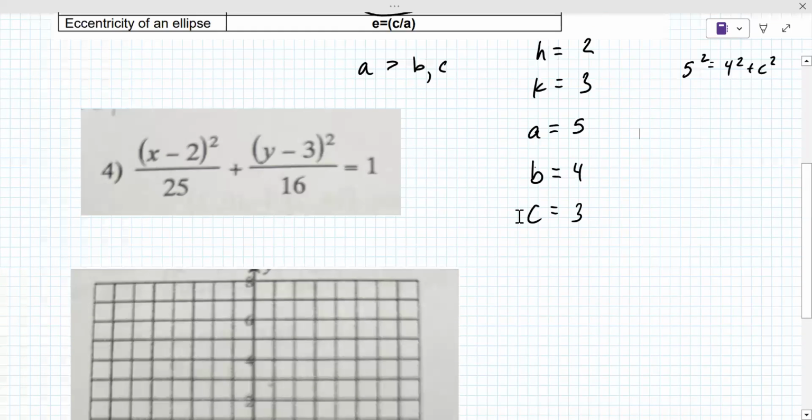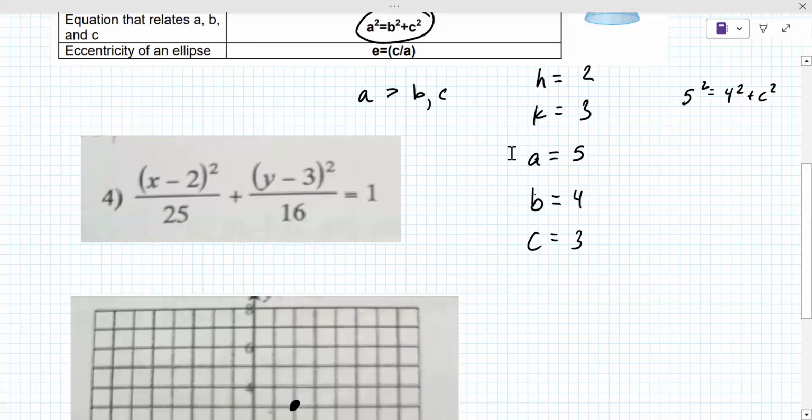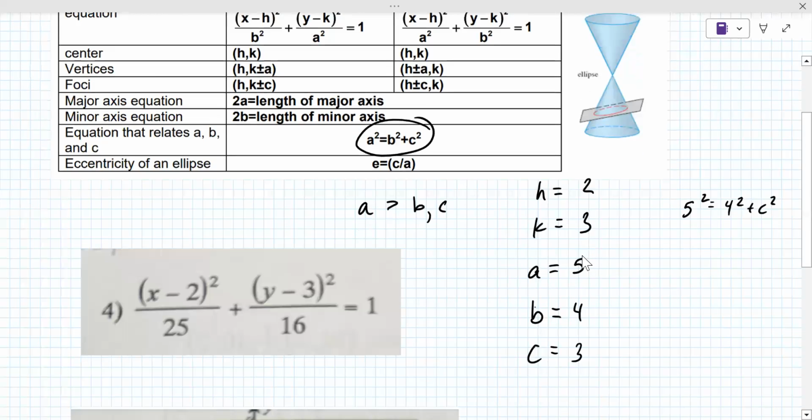So we're going to H, K, 2, 3. So right there, boom, there's your center. Center is not super useful here. Now your vertices, you take your H and you add your A. So 2 plus 5, 2 minus 5. So I'm using this formula here. That's going to move you right. So it's 7 comma 3, and then 2 minus 5 is minus 3 comma 3.